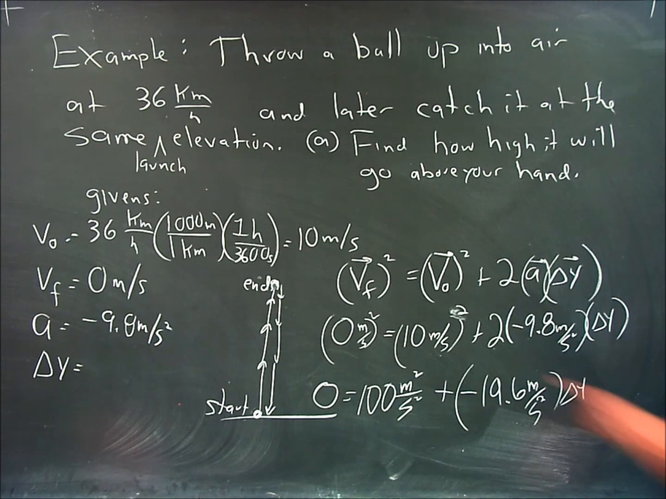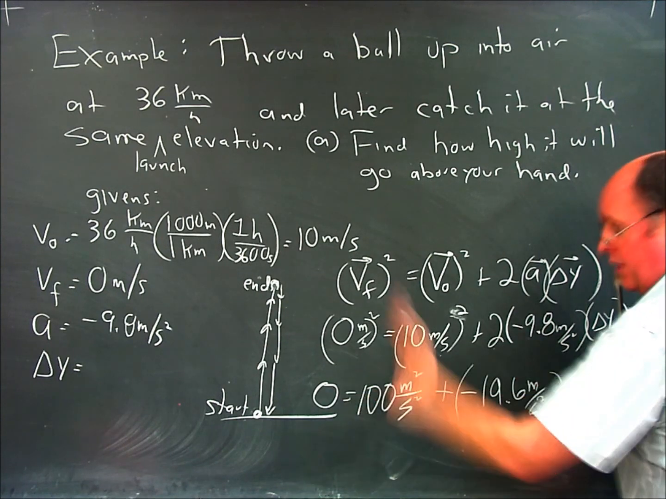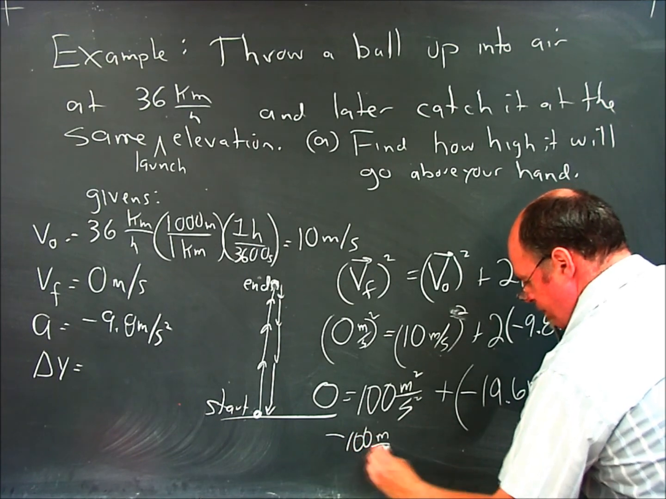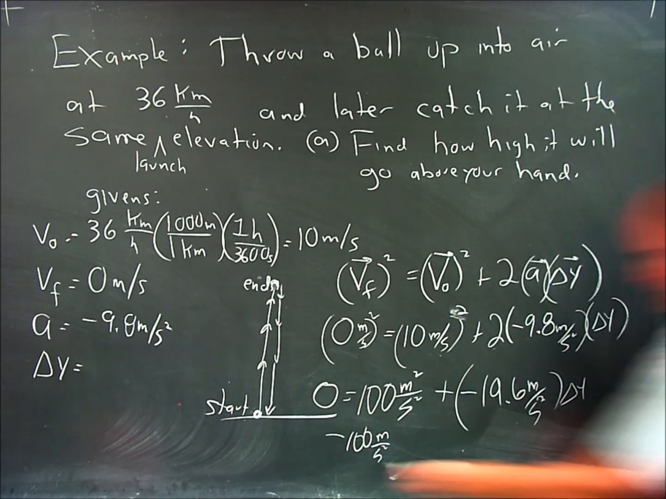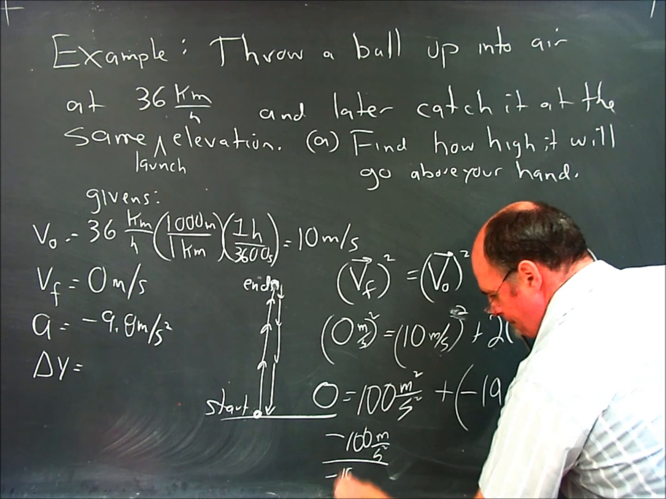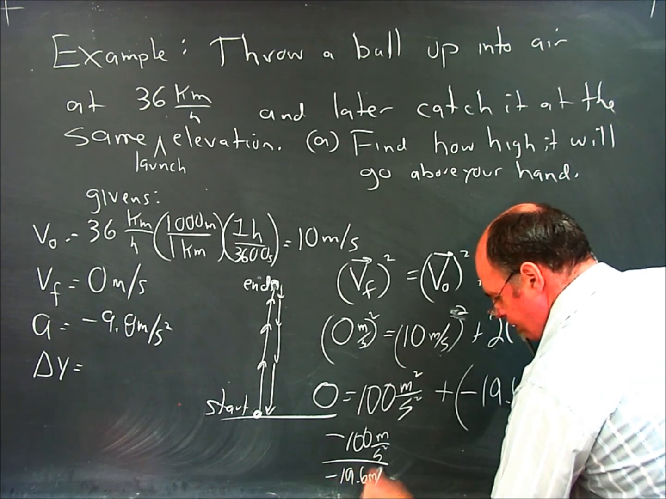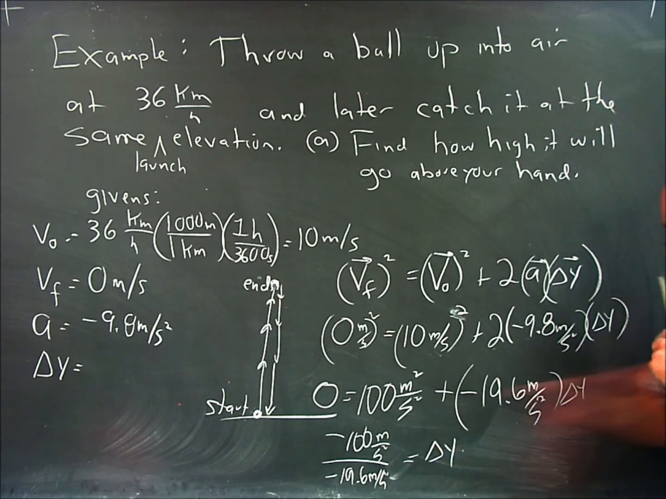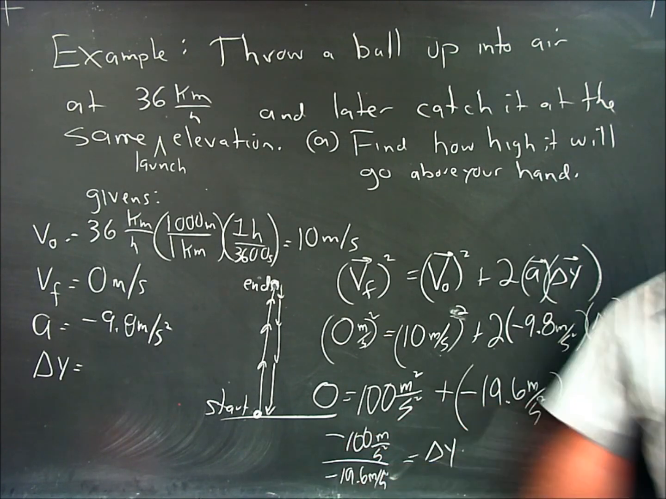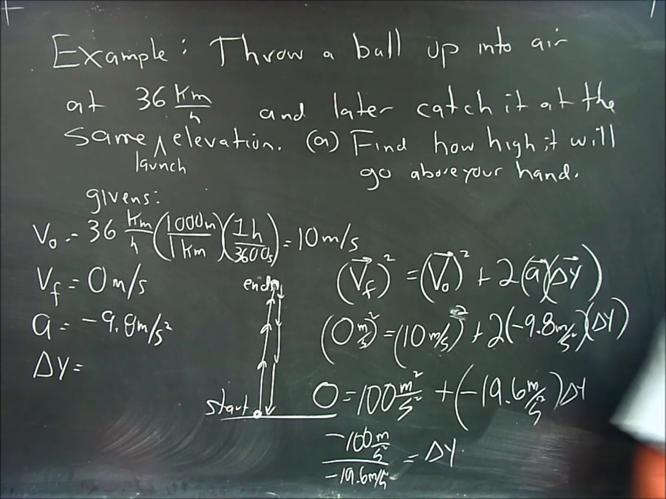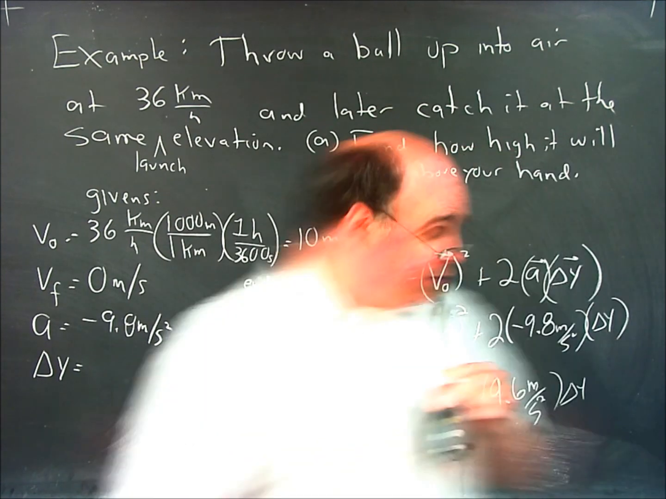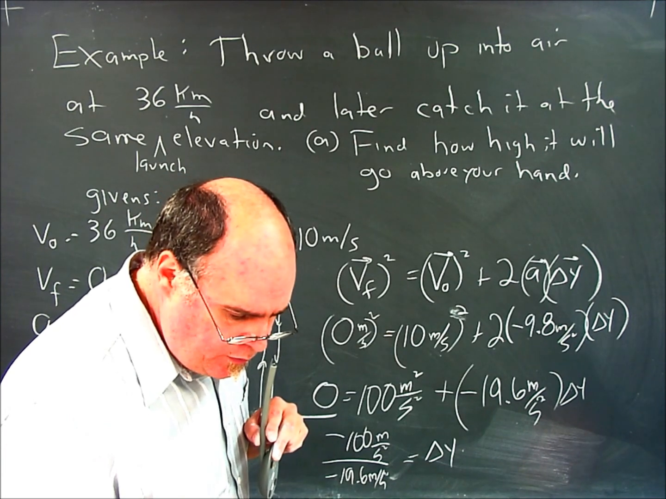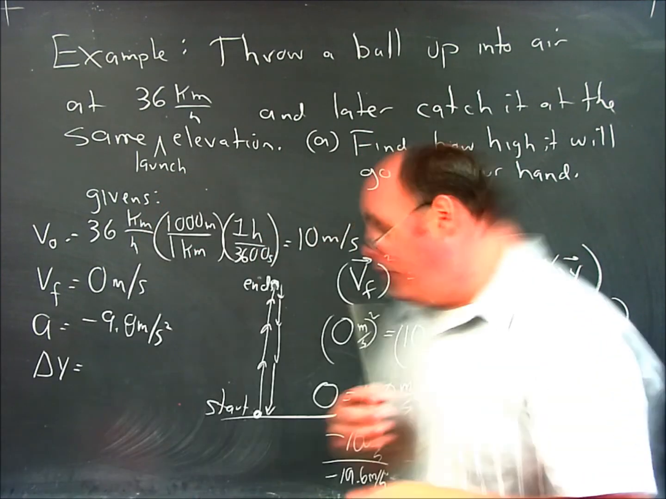So if I bring the 100 to the other side, subtract both sides with 100, the left side is negative 100, and then I want to divide both sides by negative 19.6. And that's going to equal delta y. And a negative number divided by a negative number will be a positive number. And I will come out with a positive number. It comes out to be 5.1 meters, and it's a positive number.